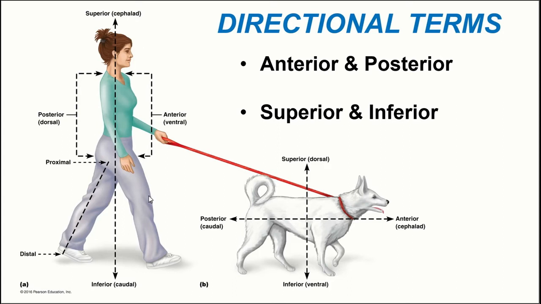We'll only use the directional terms in reference to humans. We can use similar terms when referring to four-legged animals, but because this is a human biology class, we'll only use these directional terms as they apply to humans. So you can ignore part B of this diagram here.